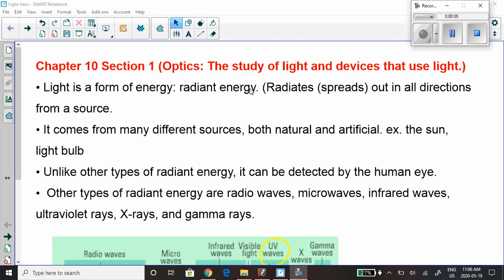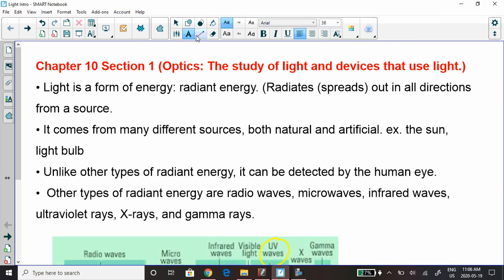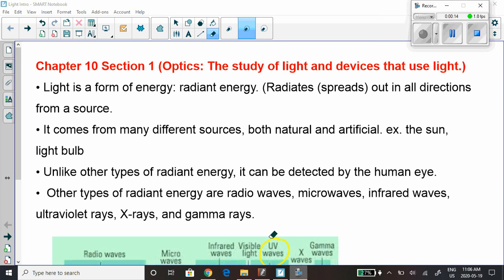We're into the next unit. We're going to start on chapter 10 and section 1 here. That's where we're going to start. And it's about optics, the study of light and devices that use light. So before we do this, we better figure out what light is.